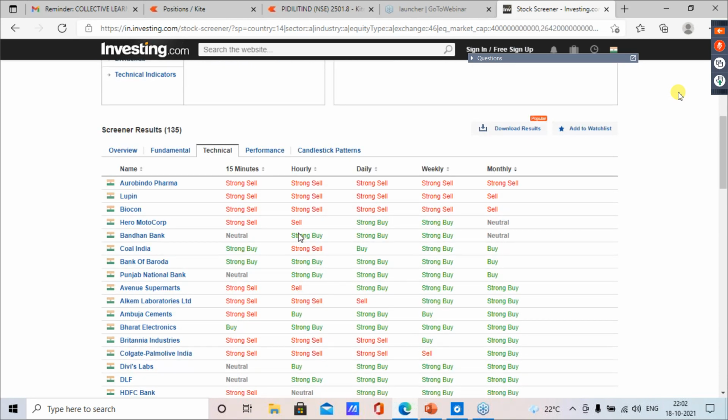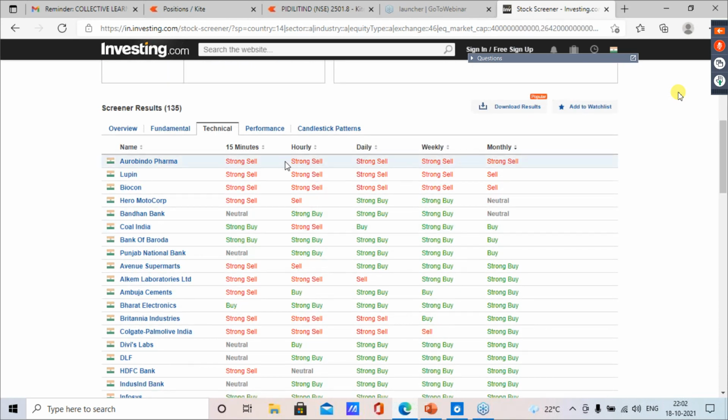And in this, we have only Aurobindo Pharma for the sell side for tomorrow, because the market is highly bullish. The rest, we have so many strong buy. Okay. You can shortlist these stocks for tomorrow's trade. Are you guys happy with the screener? Is it interesting? Okay.